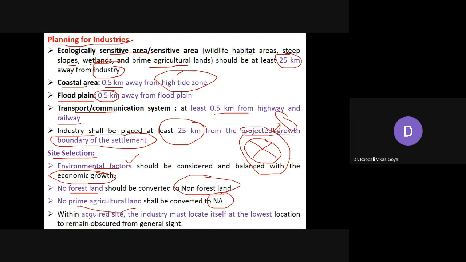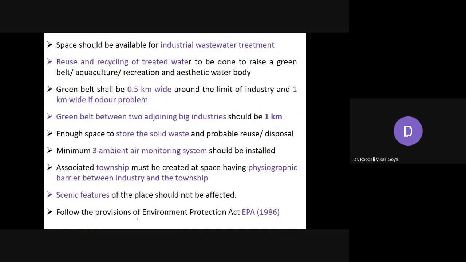Then within the acquired site, industry must locate itself at the lowest location. So it should remain obscured from the general site. Meaning its construction should be slightly lower than the general site so that it is not visible. Then space should be available for industrial wastewater treatment. Whatever wastewater comes out from there, just to avoid water pollution, industrial wastewater treatment should be done by the industry. So generally all the industries have their own wastewater treatment plant.